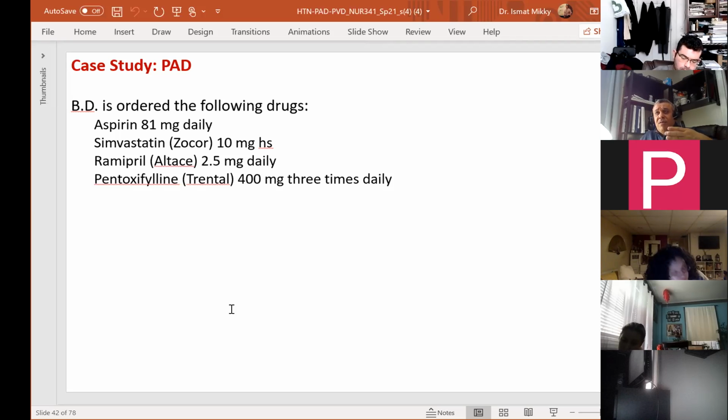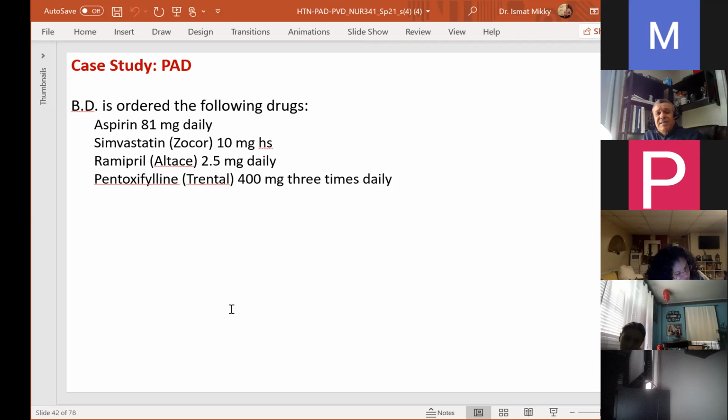First of all, not all textbooks refer to Altace, or ramipril, or the ACE inhibitors as part of the management for PAD, but it is very effective for PAD. So the ACE inhibitors reduce the PAD symptoms. Ramipril is one of the best ACE inhibitors to be included in the management of patients with PAD, especially when it's severe, like in this scenario.